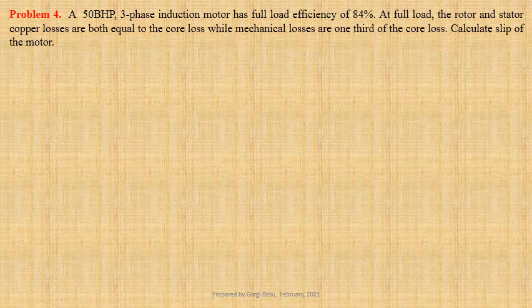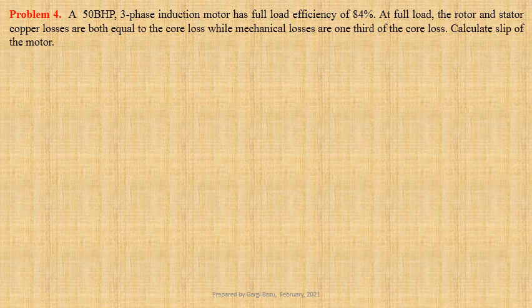Problem number 4. A 50 bhp 3-phase induction motor has full load efficiency of 84%. At full load, the rotor and stator copper losses are both equal to the core loss, while mechanical losses are 1/3 of the core loss.